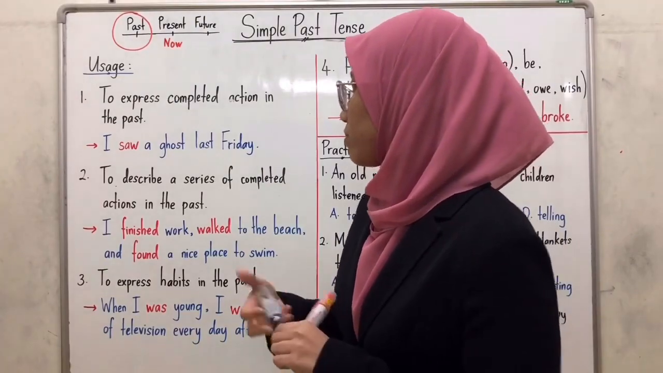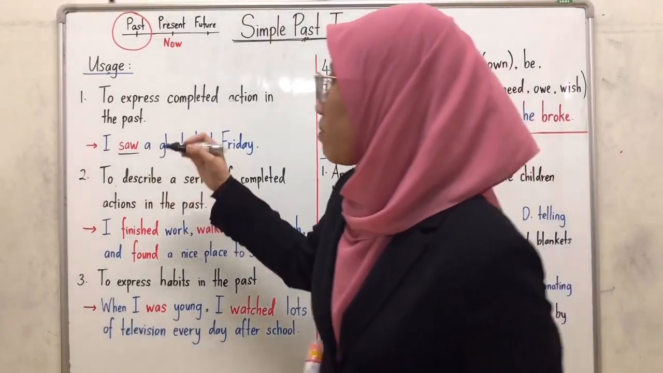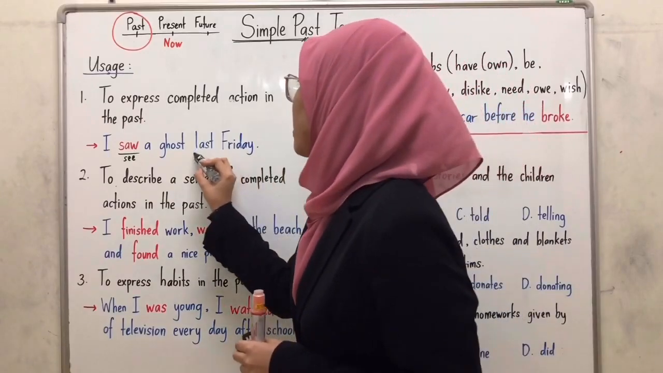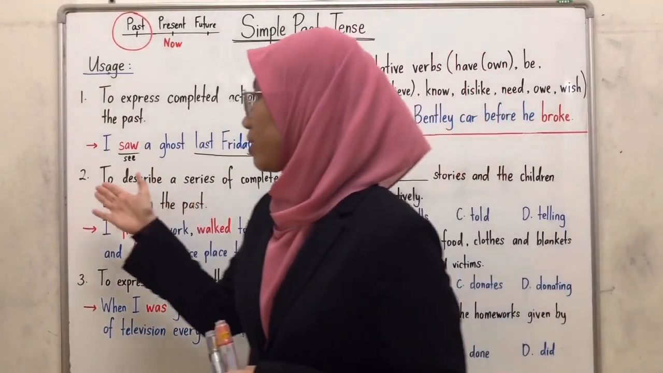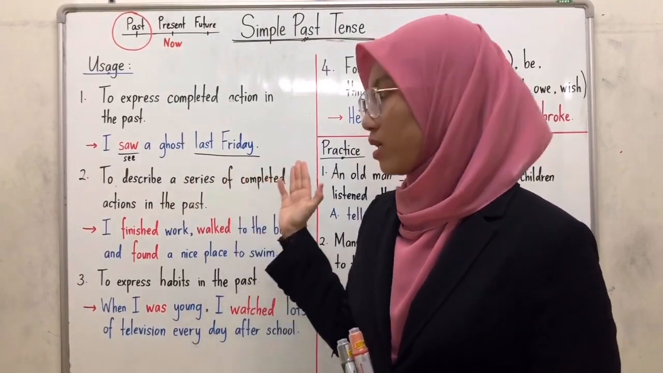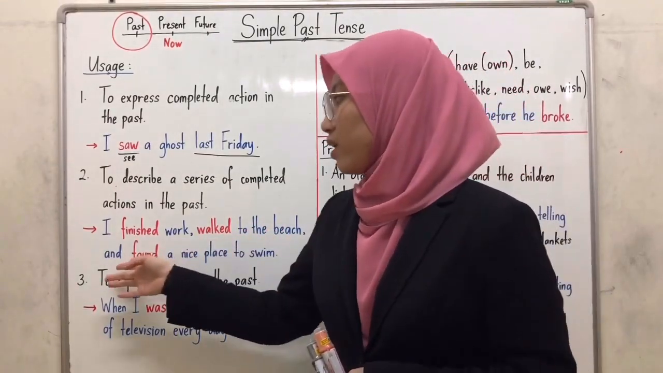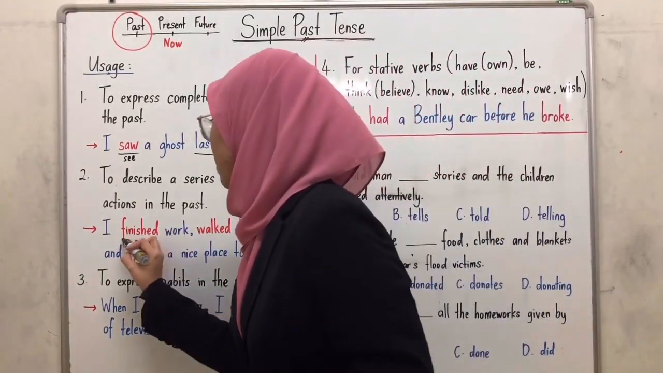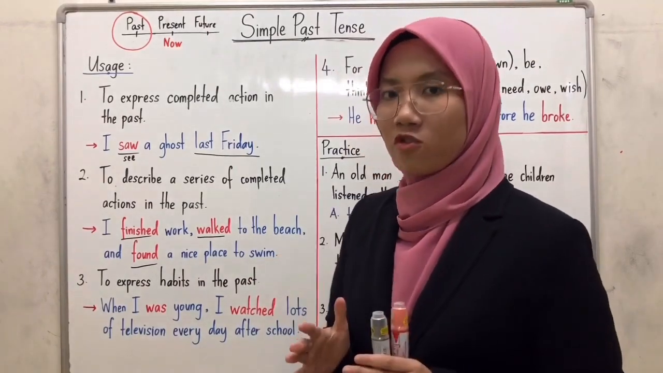The word saw here is in past tense form from the word see. Last Friday shows the action had already happened. Secondly, simple past tense is used to describe a series of completed actions in the past. For example, I finished work, walked to the beach, and found a nice place to swim. These three verbs, finished, walked, and found, are in the past tense form.